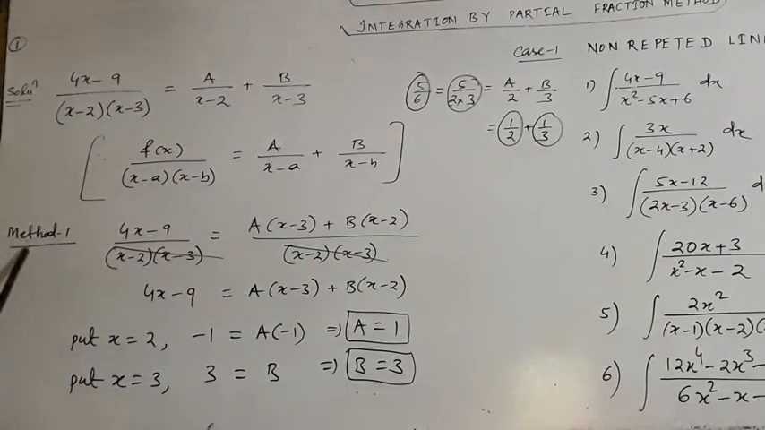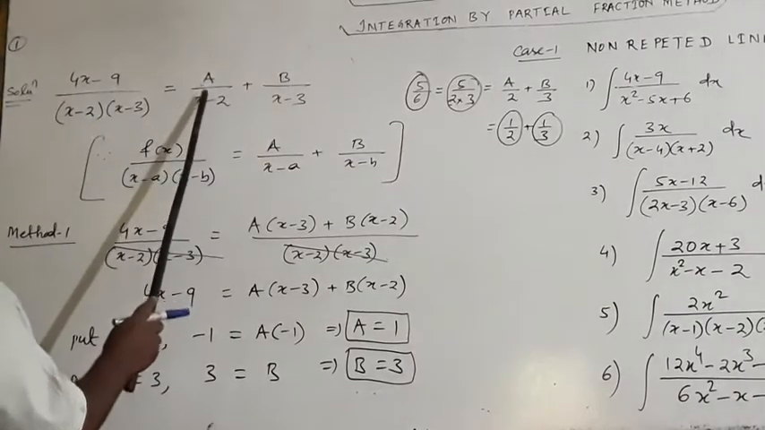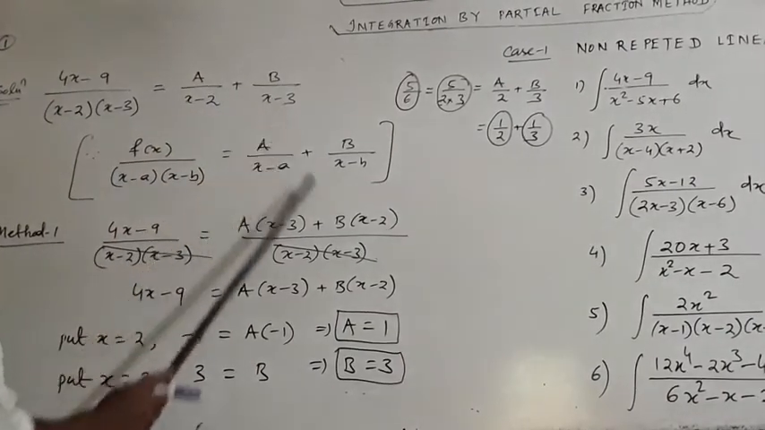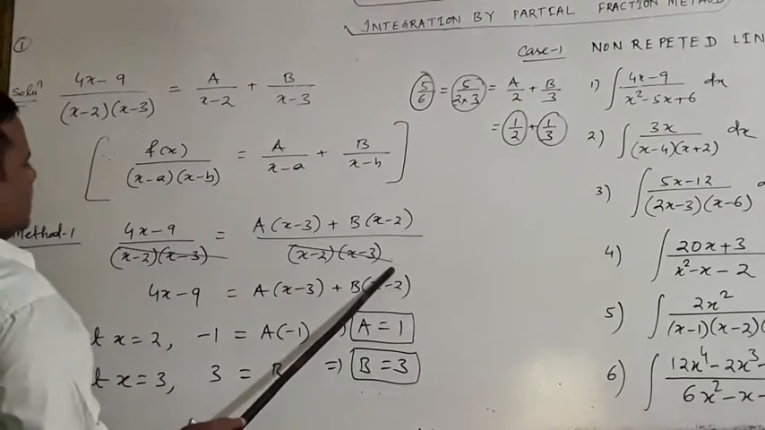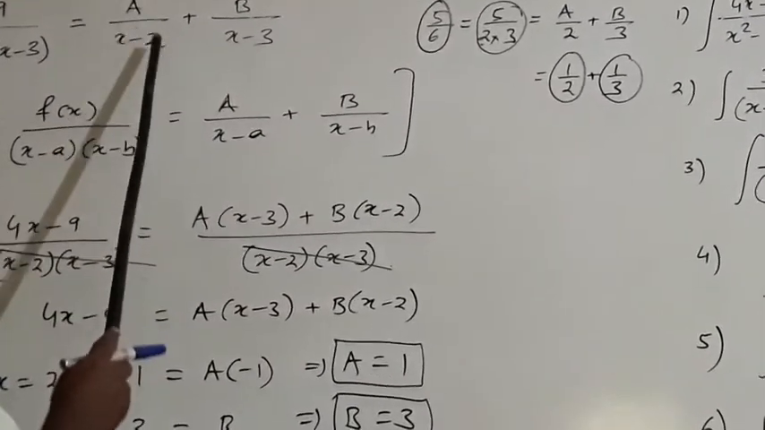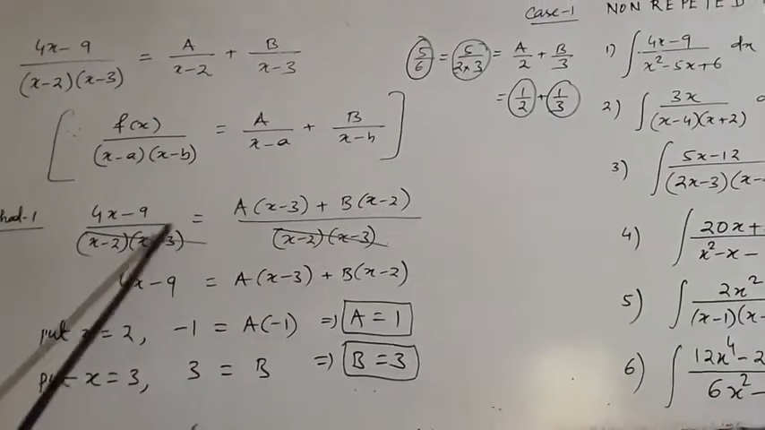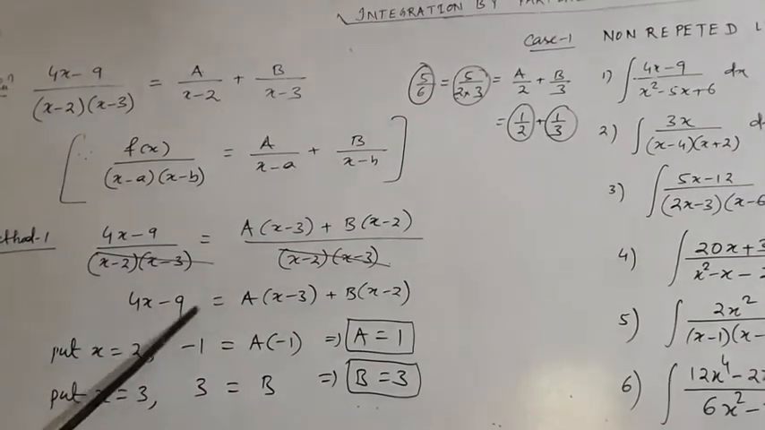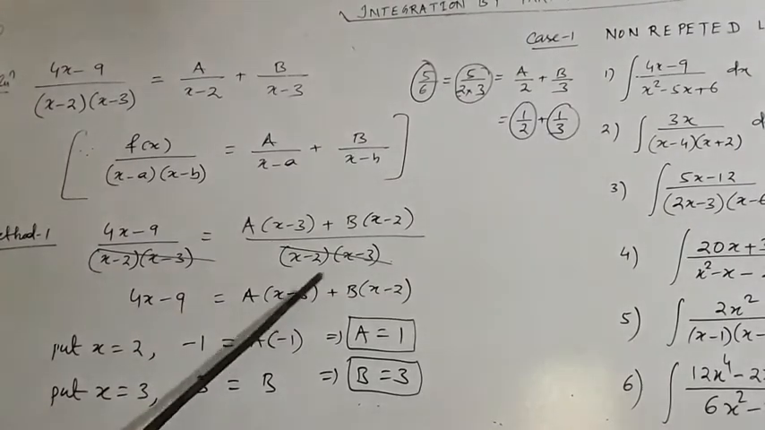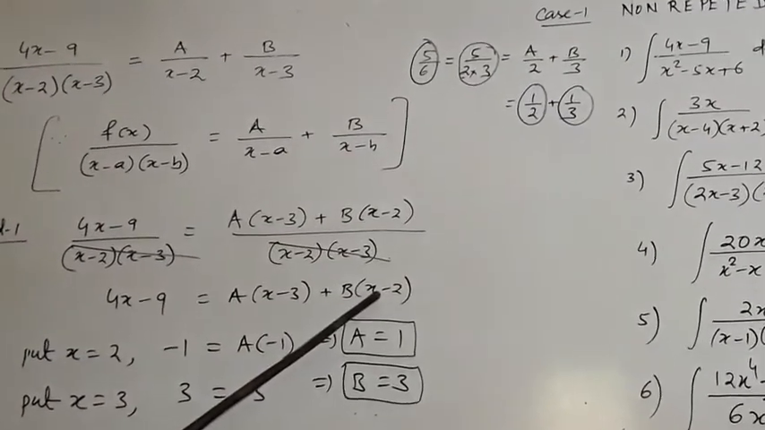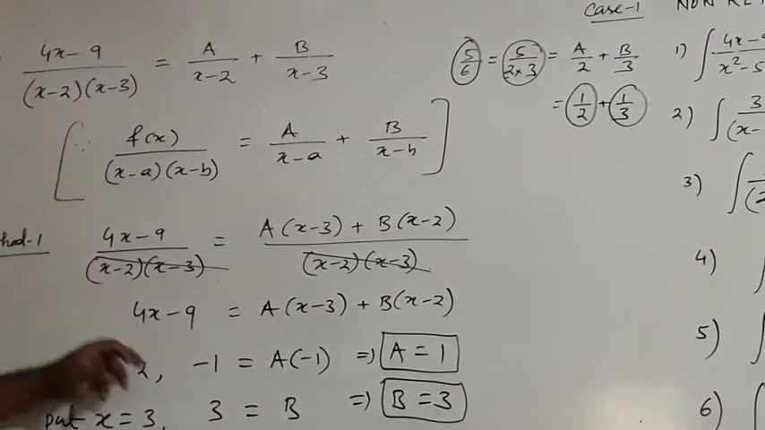There are many methods to solve. Here I am telling you the general method. After that I will tell you the shortcut method. Okay, the general method. It is 4x minus 9 by x minus 2 into x minus 3, equal to a by x minus 2 plus b by x minus 3. Take the LCM, x minus 2 into x minus 3. Now a into x minus 3, b into x minus 2. Now the denominators cancel. It becomes 4x minus 9 is equal to a into x minus 3 plus b into x minus 2. Then put x is equal to 2.